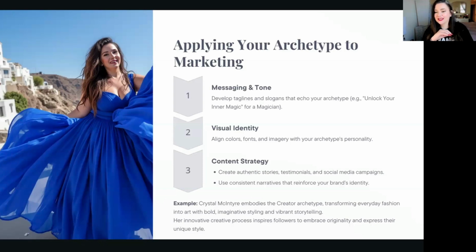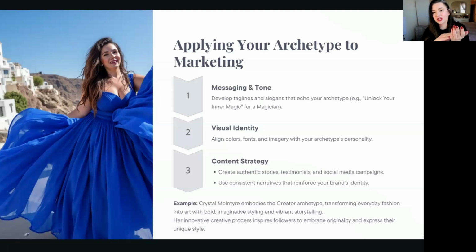Your visual identity: align your colors, your fonts, your imagery with your archetype's personality. So let's think about the sage. With the image that you get when you think of the sage, you might think of natural colors, your browns, your earth tones, all of that. That can help define what your brand ends up looking like if you don't have a logo, if you don't have a website. And if you do have a website, this might be a good opportunity to think about how you want to present yourself and maybe make some changes as well.